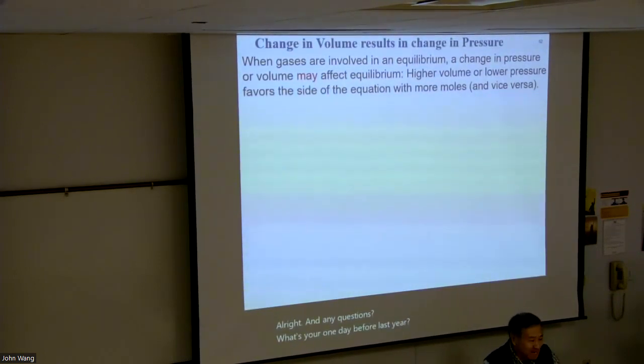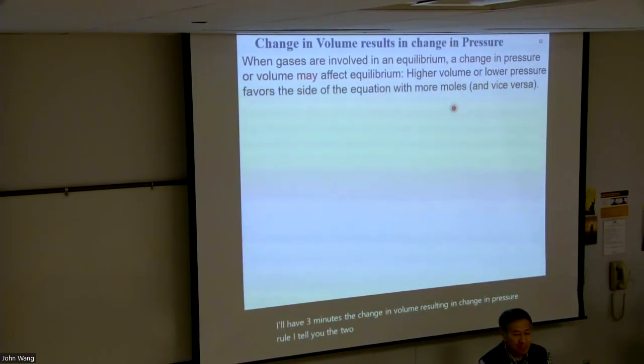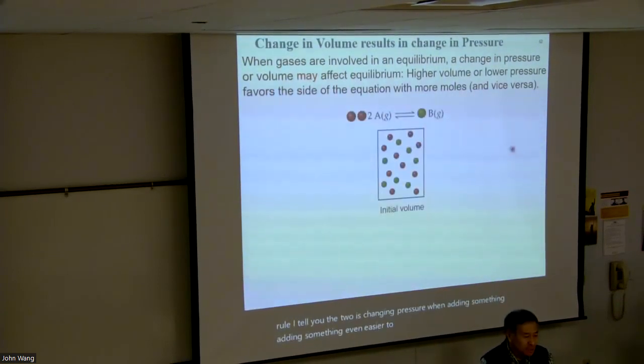Right? So now we design. I have 3 minutes. The change in volume resulting in change in pressure. Rule I have the two change in pressure when any something. If any something you can see on the gas, then you change. So now we have a high cycle equilibrium.